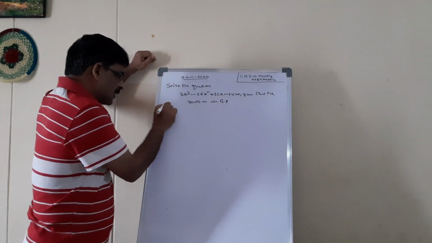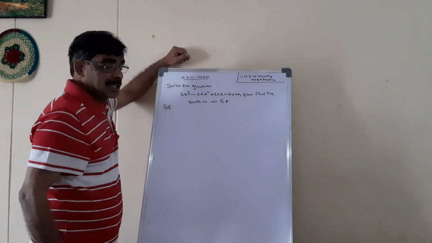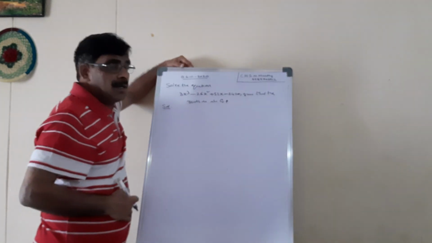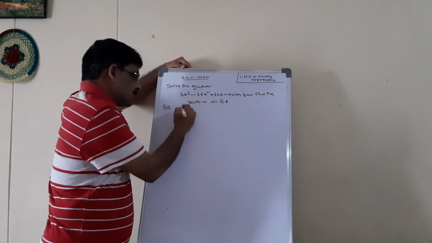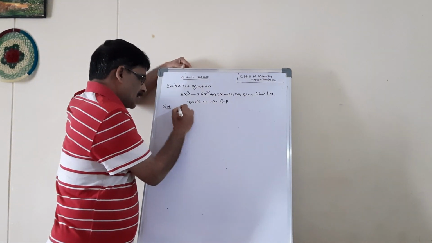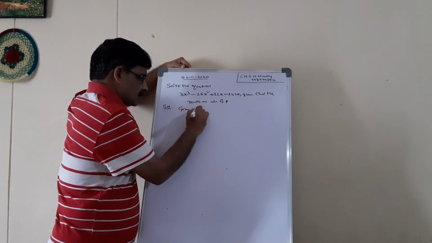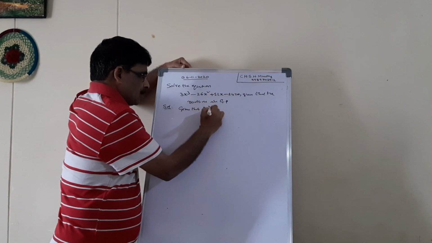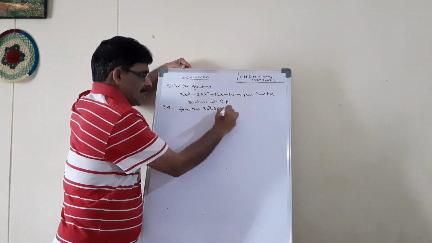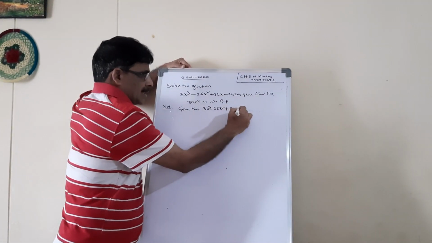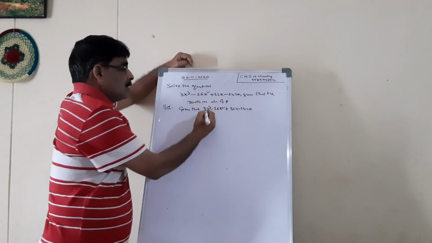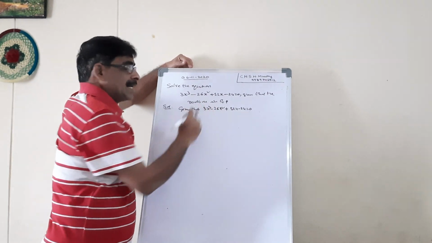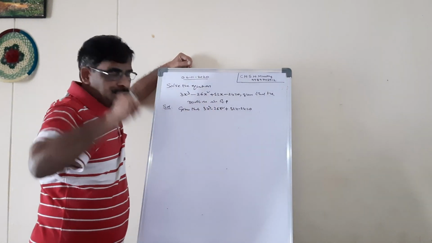See, in our previous problem, the roots were in arithmetic progression. Here we have the roots in geometric progression. First let me write the equation. Given that 3x cube minus 26x square plus 52x minus 24 equal to 0. We know this is a third degree equation, it has three roots.